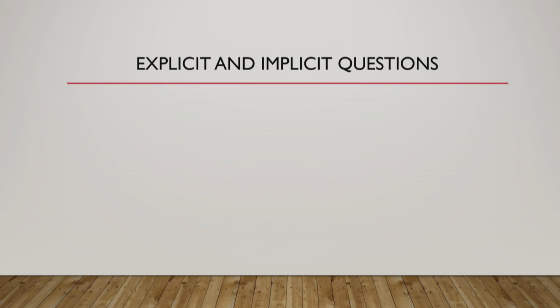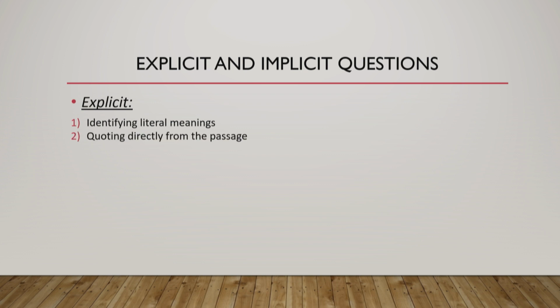Once you have read the comprehension carefully, you will have to answer both explicit and implicit questions. Explicit refers to questions requiring you to: Number 1, identify literal meanings. Number 2, quote directly from the passage. Number 3, explain the meaning of words, phrases, and expressions, and write answers in your own words.